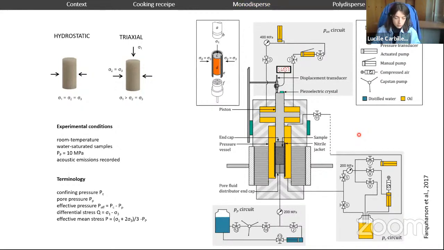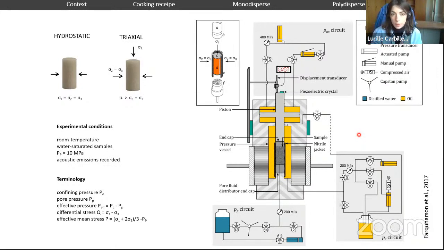So I'll move on now to the aspect of my work that has taken me, I guess, the bigger part of my work, which is studying the mechanical behavior of our synthetic samples. So before I do this, I just want to remind you a little bit of the type of experiments that we do in the laboratory.